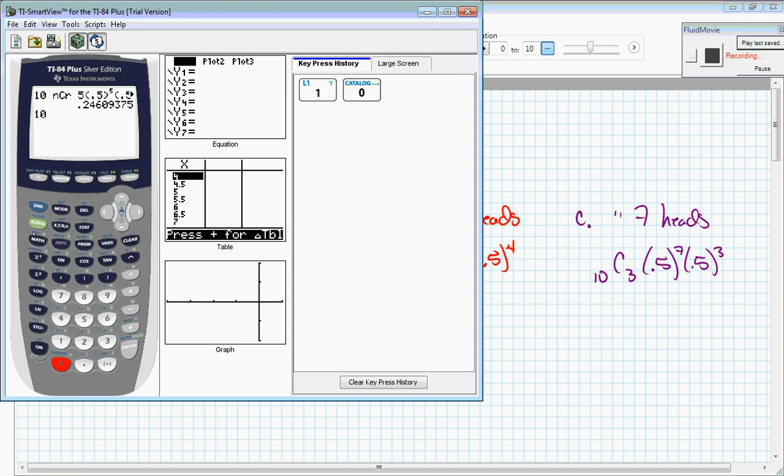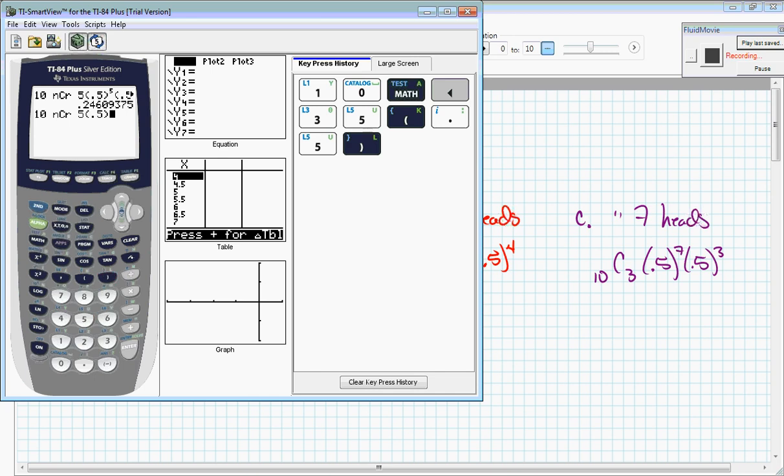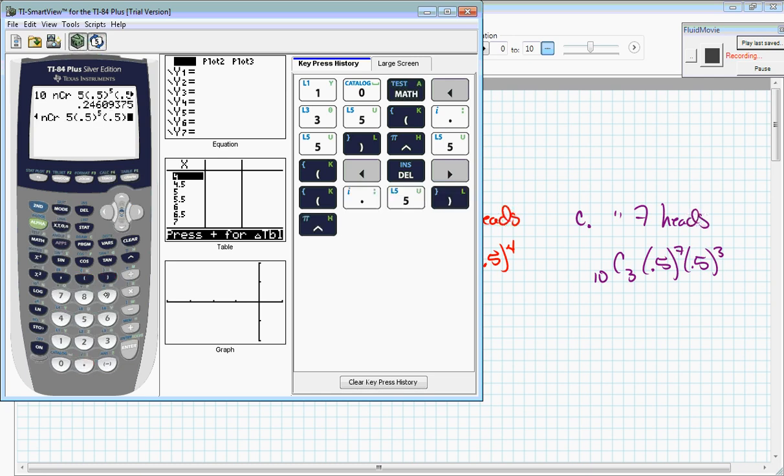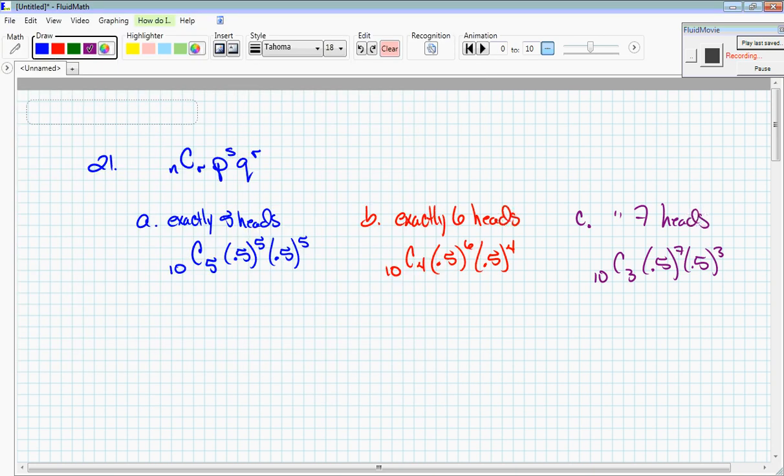we have math, probability, combination. First one was 10C5 times 0.5 raised to the 5th times 0.5 raised to the 5th, which gives us 0.246, or approximately 25%.